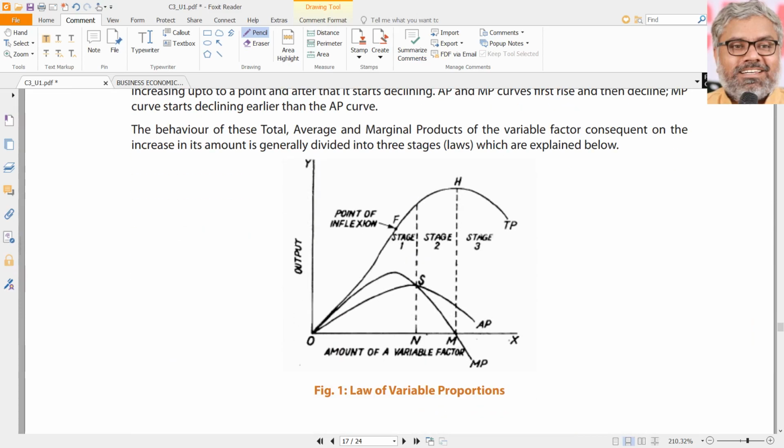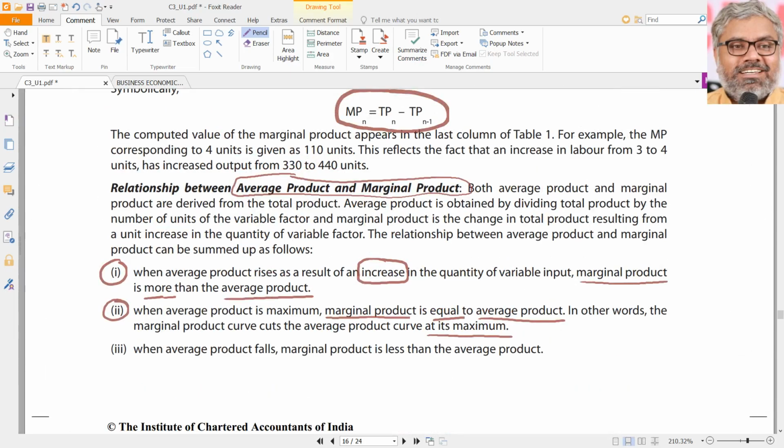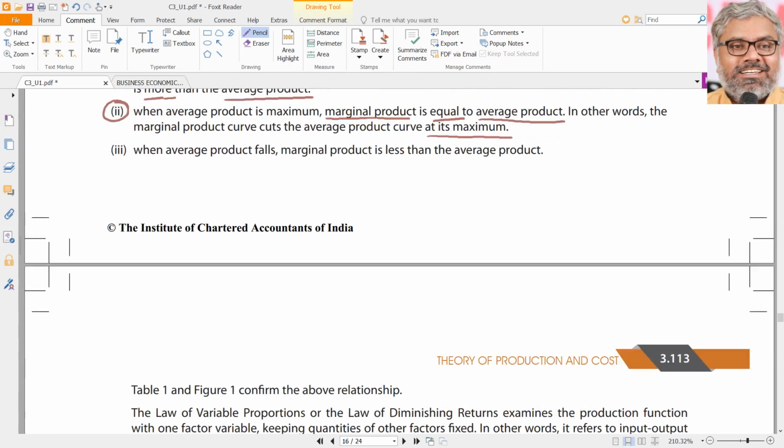Where is the average product maximum? At the point S. Is it not the point of intersection of marginal product and average product curves? Yes. So, at that point, that is S, average product is already at its maximum. So, at that point, what can we conclude? Marginal product is equal to average product, and the marginal product curve cuts the average product curve from above, when the average product curve is at its maximum.